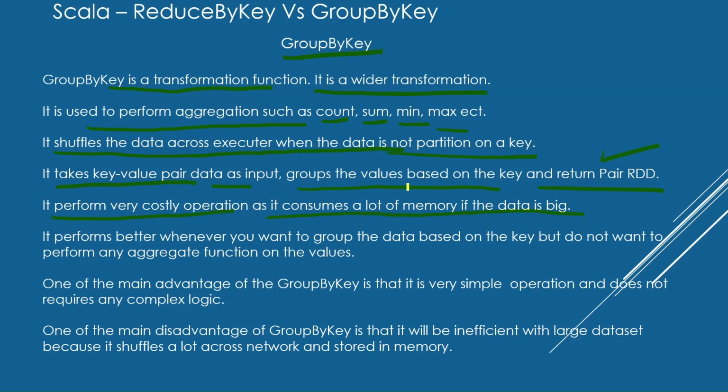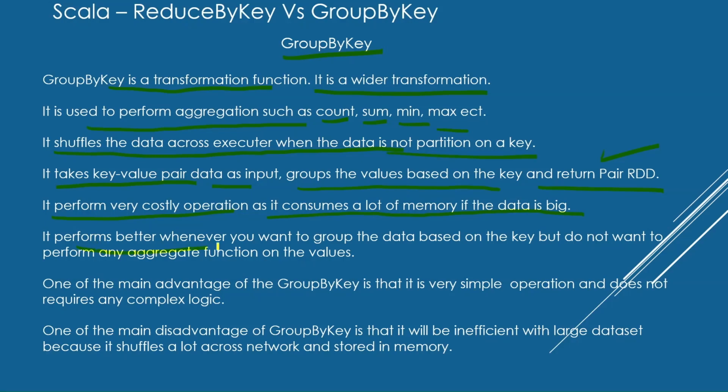As I told you, it is a wider transformation, so it requires a lot of data shuffling. And the data shuffling starts from the very initial stage of the transformation. So if the data is very big and if the data is shuffled across different executors, it requires a lot of memory, which makes group by key not a very well optimized aggregation function.